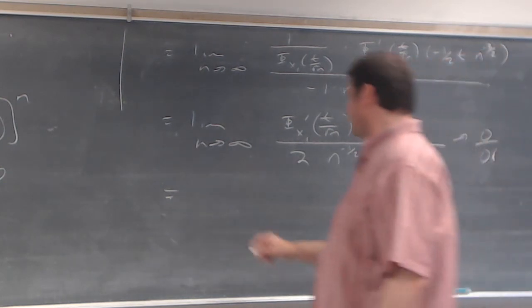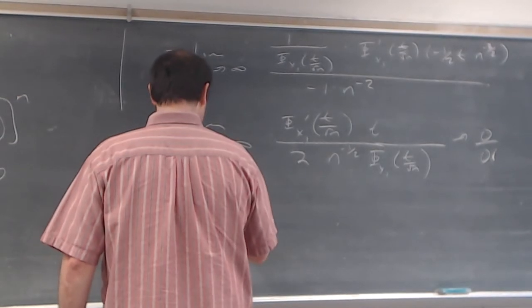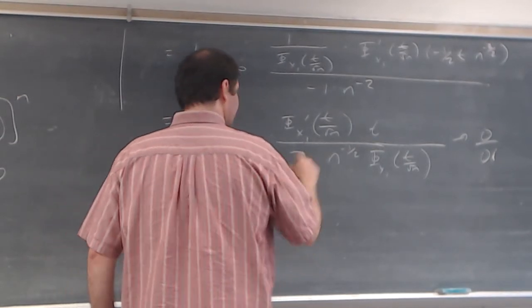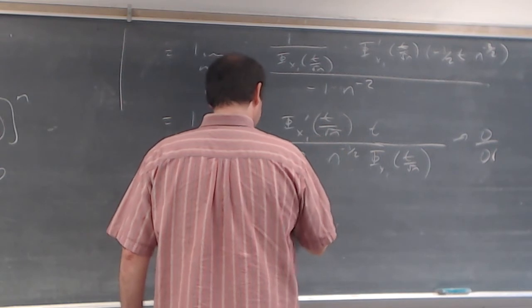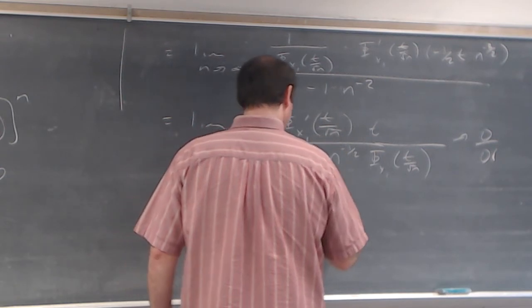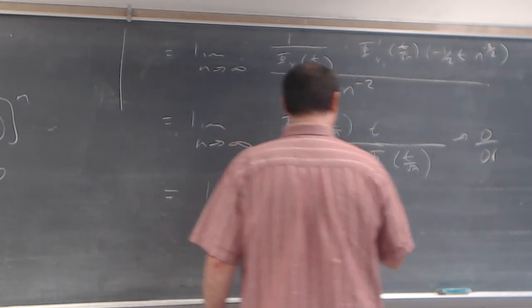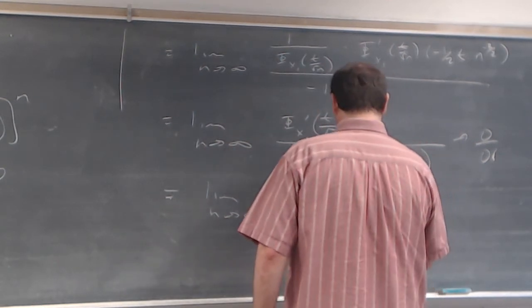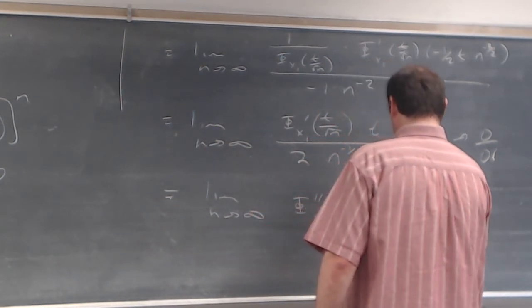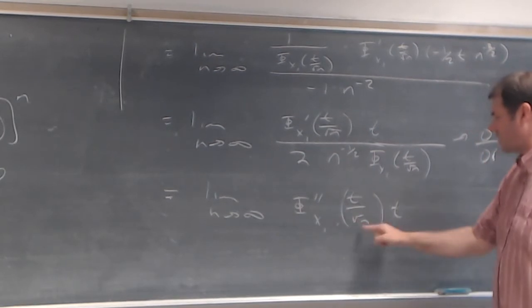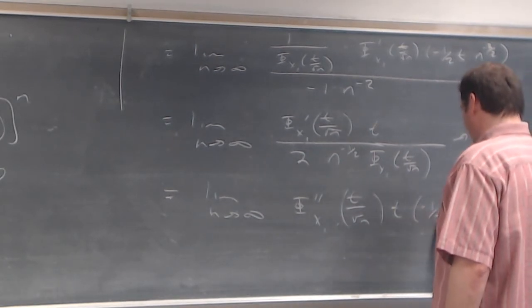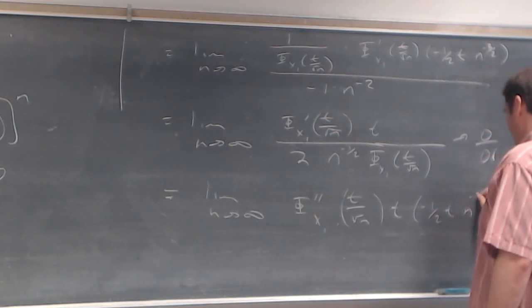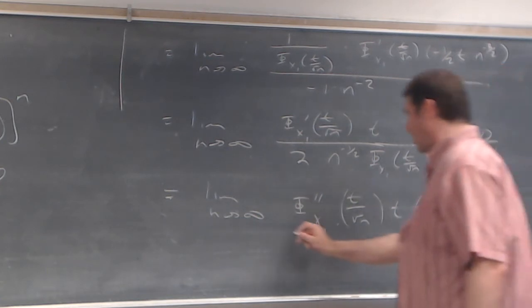Okay. So I take the derivative of the top. Okay, so I'm taking the derivative with respect to n. So this would be phi double prime sub x sub 1 of t over the square root of n. T is a constant, I just write it down. Then I have to take, by the chain rule, the derivative here. So that's going to be minus 1/2 t n to the minus 3/2 all over.